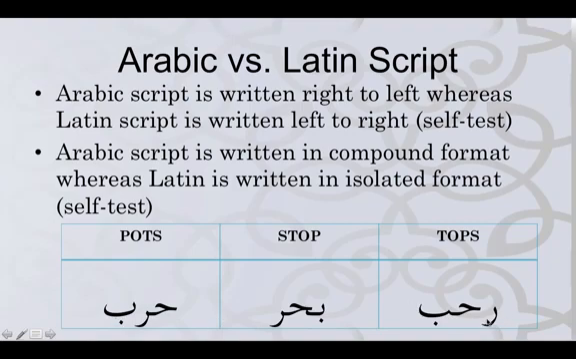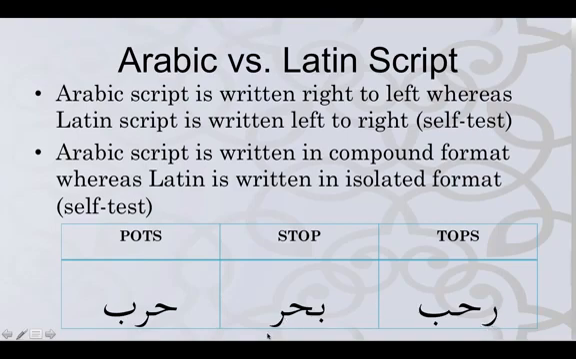They're written with the same 3 letters. They're written with ra, ha, and ba. This is ba, ha, and ra, and this is ha, ra, and ba. All of them are written with those 3 letters, ra, ha, and ba. But notice in this word, the letter ra appears in its isolated format, and it's written like this.